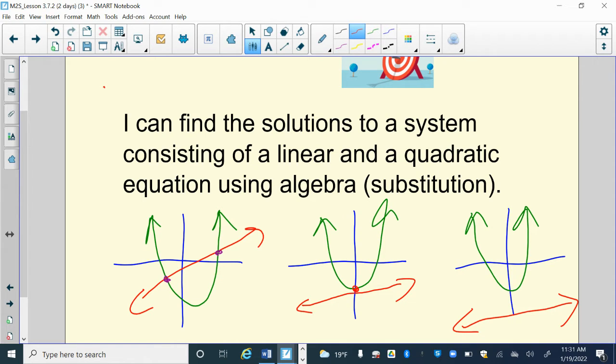Okay, so remember, the solution to a system of equations is the common intersection points between the two functions. So these are our cases. We could have two solutions, two ordered pairs, one solution, one ordered pair, or no solutions, no intersection points. Okay. We're going to use algebra. We're actually going to go back to what we did yesterday. We're going to use the substitution method again. It's just we're going to have a quadratic and linear function together. So let's see what we mean by that.